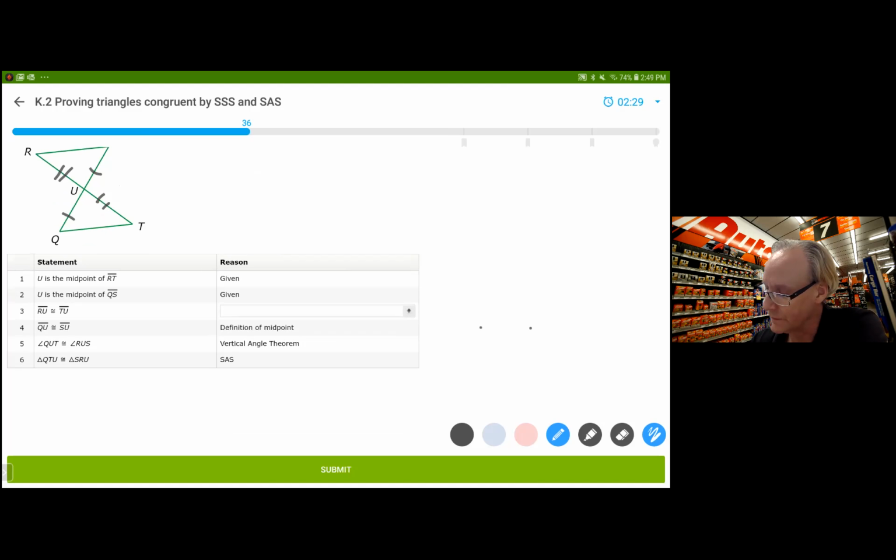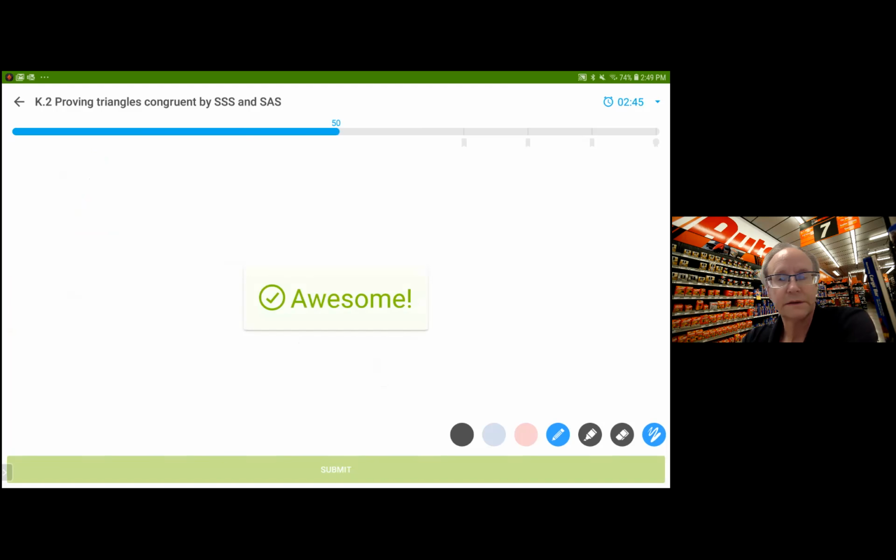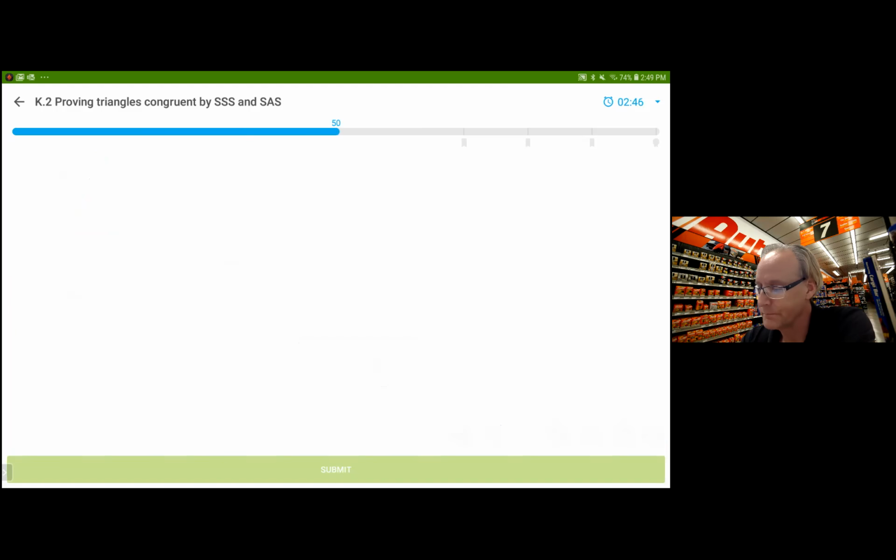See where it is. RU and TU is definition of midpoint. Oh, I see. They gave us a whole bunch of choices. There it is. All right, let's see what we have next.